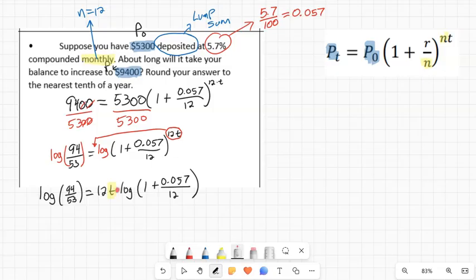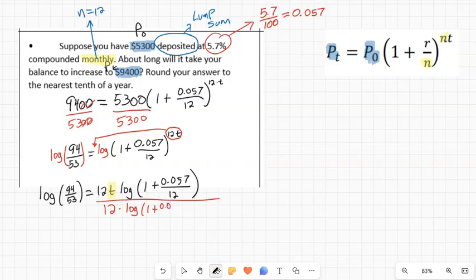Now what we're trying to solve for is t. T is now a product with 12 and this log. This, by the way, is just one big ugly number. So it's just 12 times t times this ugly number. So to solve for t, we just need to divide by the 12 to get rid of the 12, and divide by the log of the ugly number to get rid of the ugly number. And you have to do the same thing on the right as on the left to keep this equation in balance.